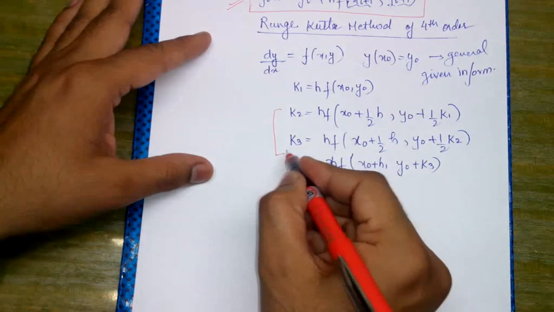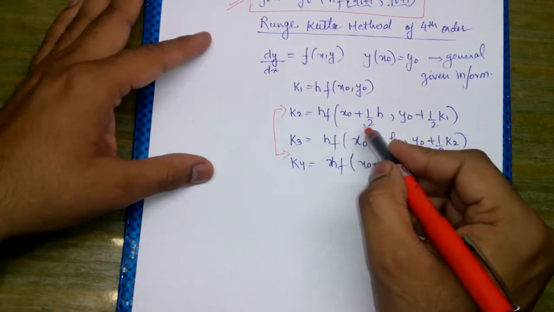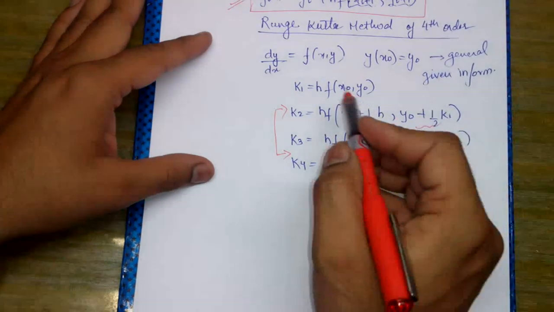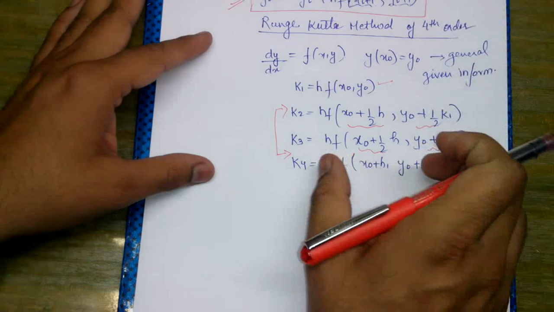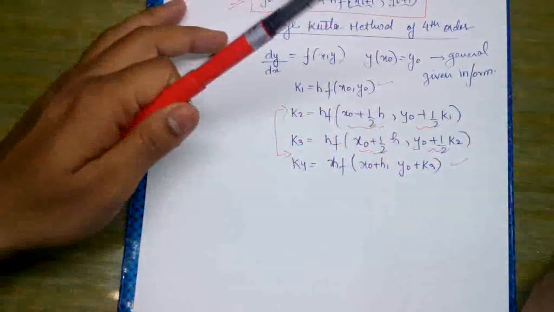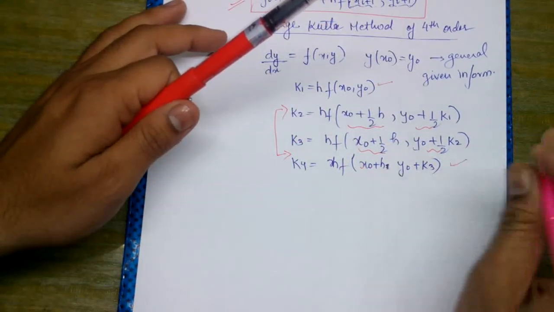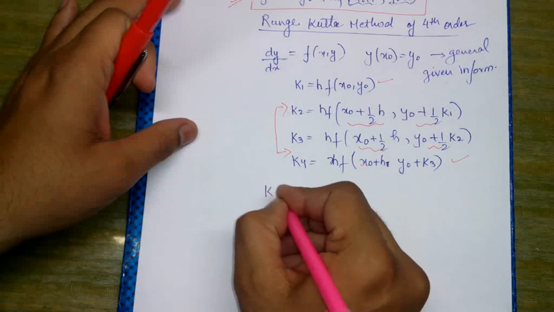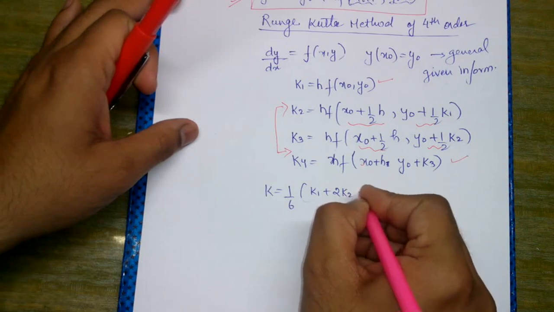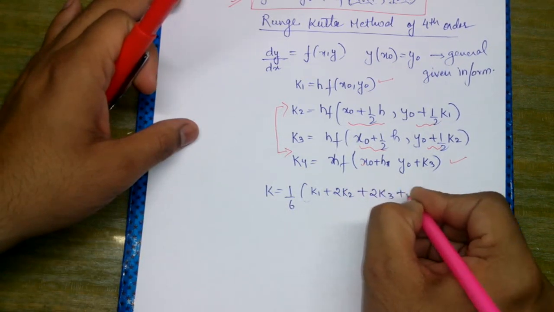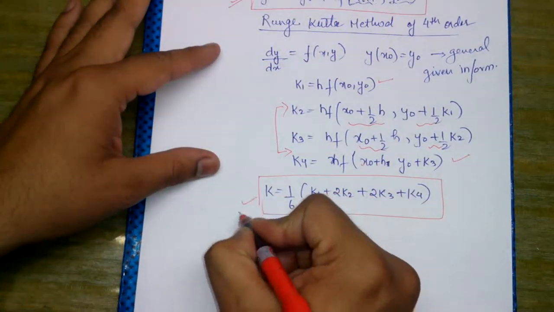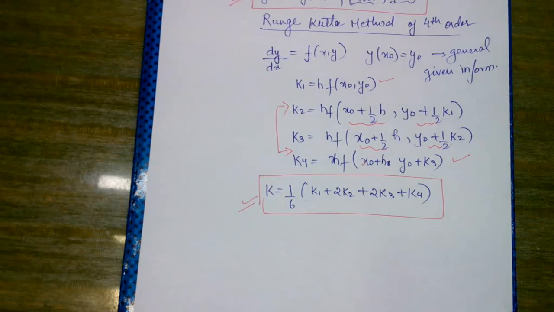In the two middle constants, that is k2 and k3, we observe that half has been used here and half has been used here, whereas in the first and the last we have no half. That means simply we have x0 plus h, sorry, this is not h1, this is h. Then we will find out final k is equal to 1 upon 6 of k1 plus 2 k2 plus 2 k3 plus k4. So this is quite a lengthy method, but we have to follow it as given.